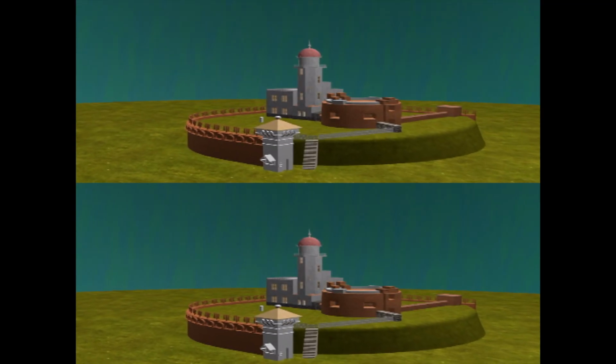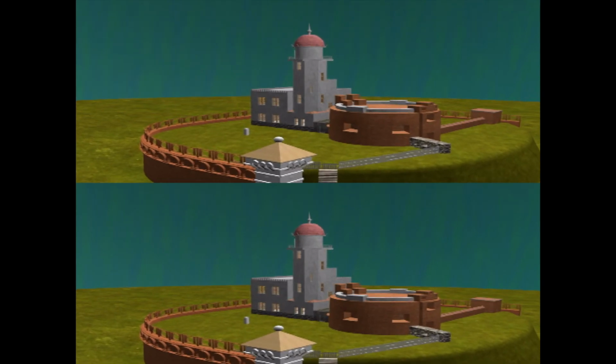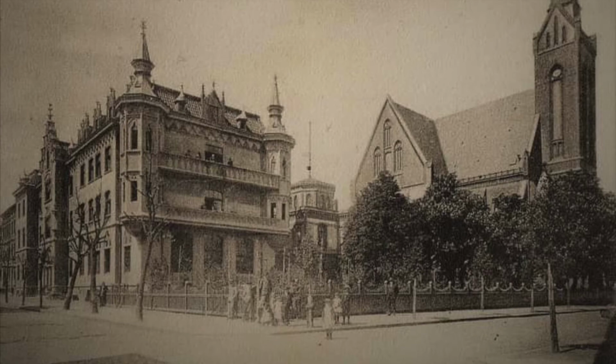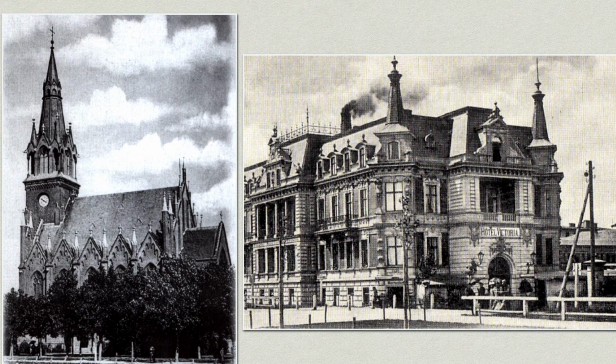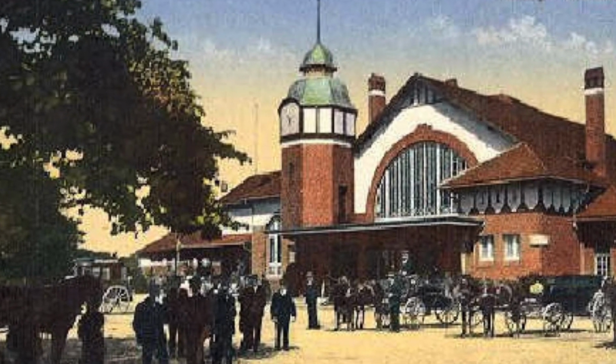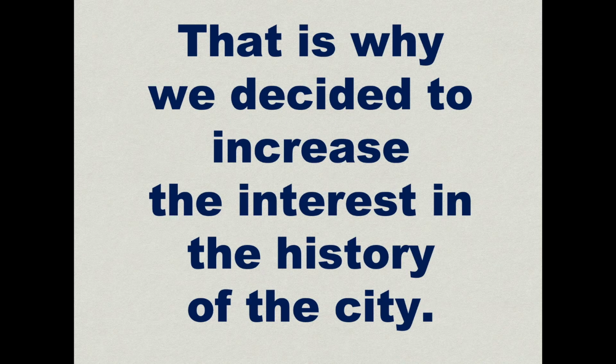Some of them were so damaged that they had to be completely dismantled. There were also those that could be rebuilt, but this was not done. So today there are only a few historical monuments in Kolobrzeg. Our youth, having no contact with such monuments, was not interested in the history of the city, and therefore we decided to change it.